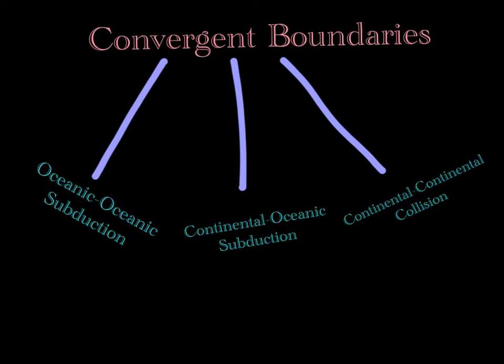Valley. The last type of boundary we talk about is the convergent boundary. These boundaries are opposite of divergent ones. They collide. There are three types of convergent boundaries: oceanic-oceanic, continental-oceanic, and continental-continental.